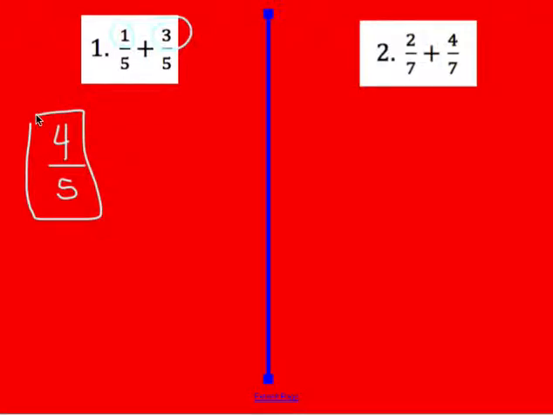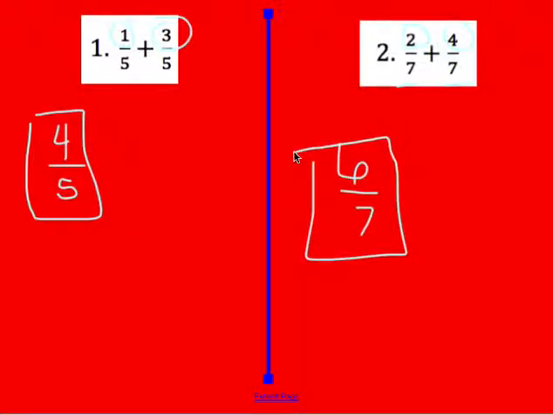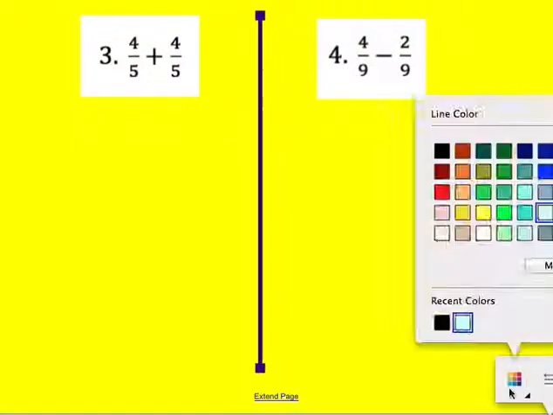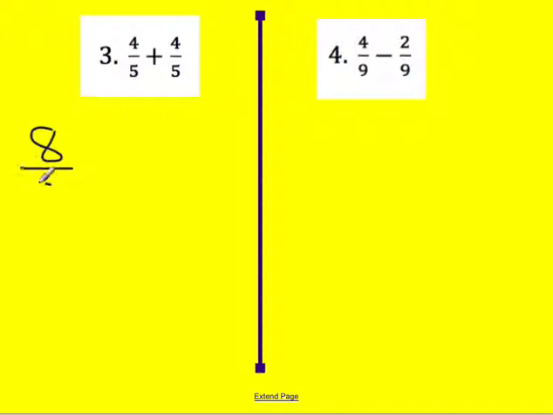Same thing with number 2. Because these are both 7s, we can add the top, 2 and 4, which is 6. And then on the bottom, we have 7. So we have 6/7 for number 2. Now let's take a look at number 3. Again, we have the bottoms the same, which means we can instantly add the top. 4 plus 4 is 8, and on the bottom is 5.